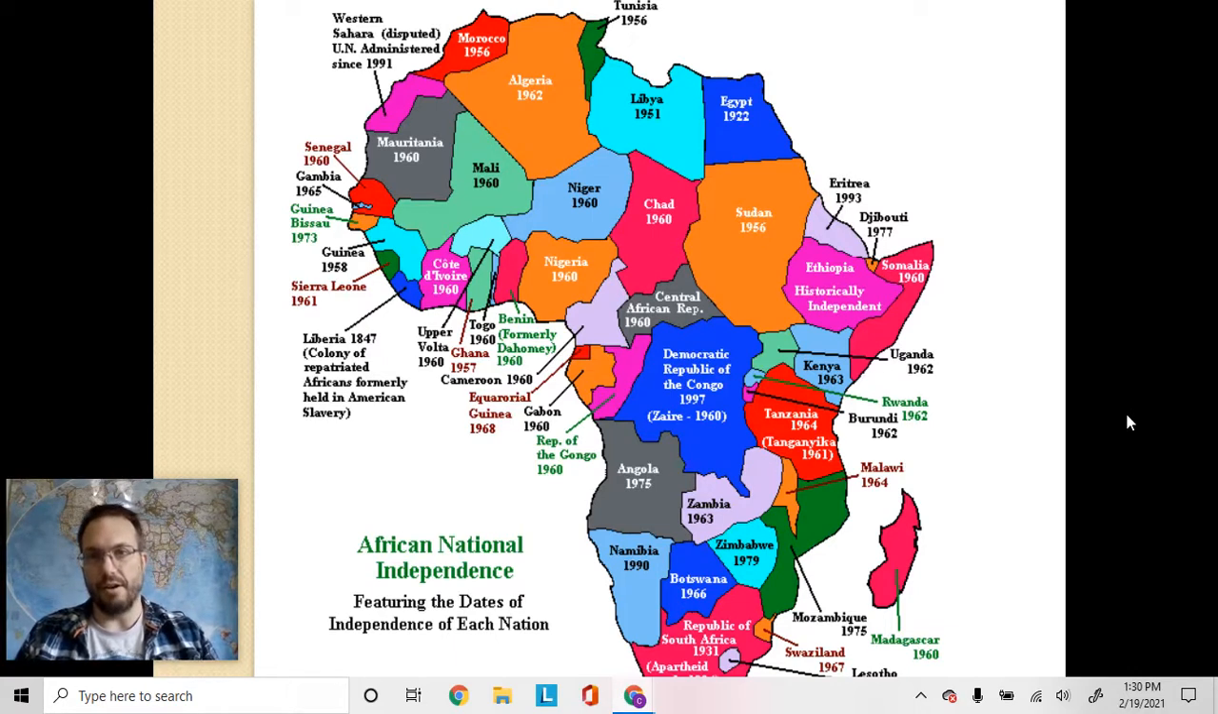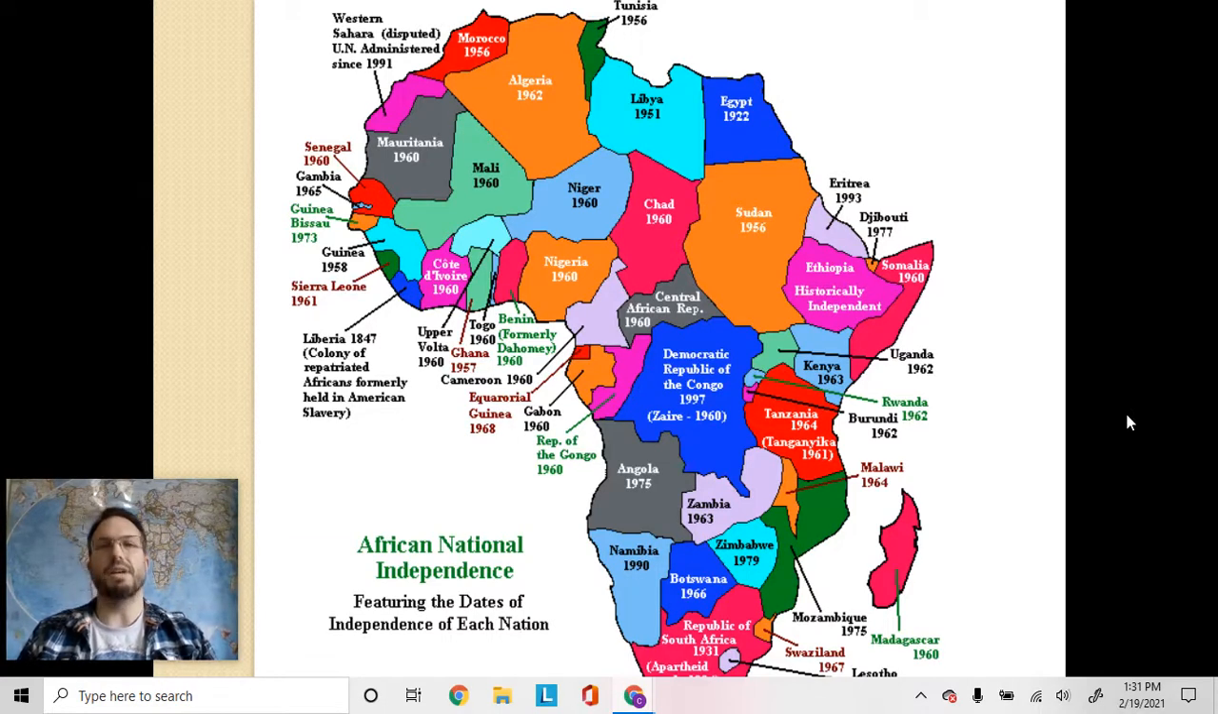As you can see here, African countries largely got their independence in the 1960s, in the early 1960s. If you look through there, you see a lot of those dates are 1960 or 1961. And note that that kind of coincides with a lot of the civil rights movement in the United States in the 1960s and 70s.